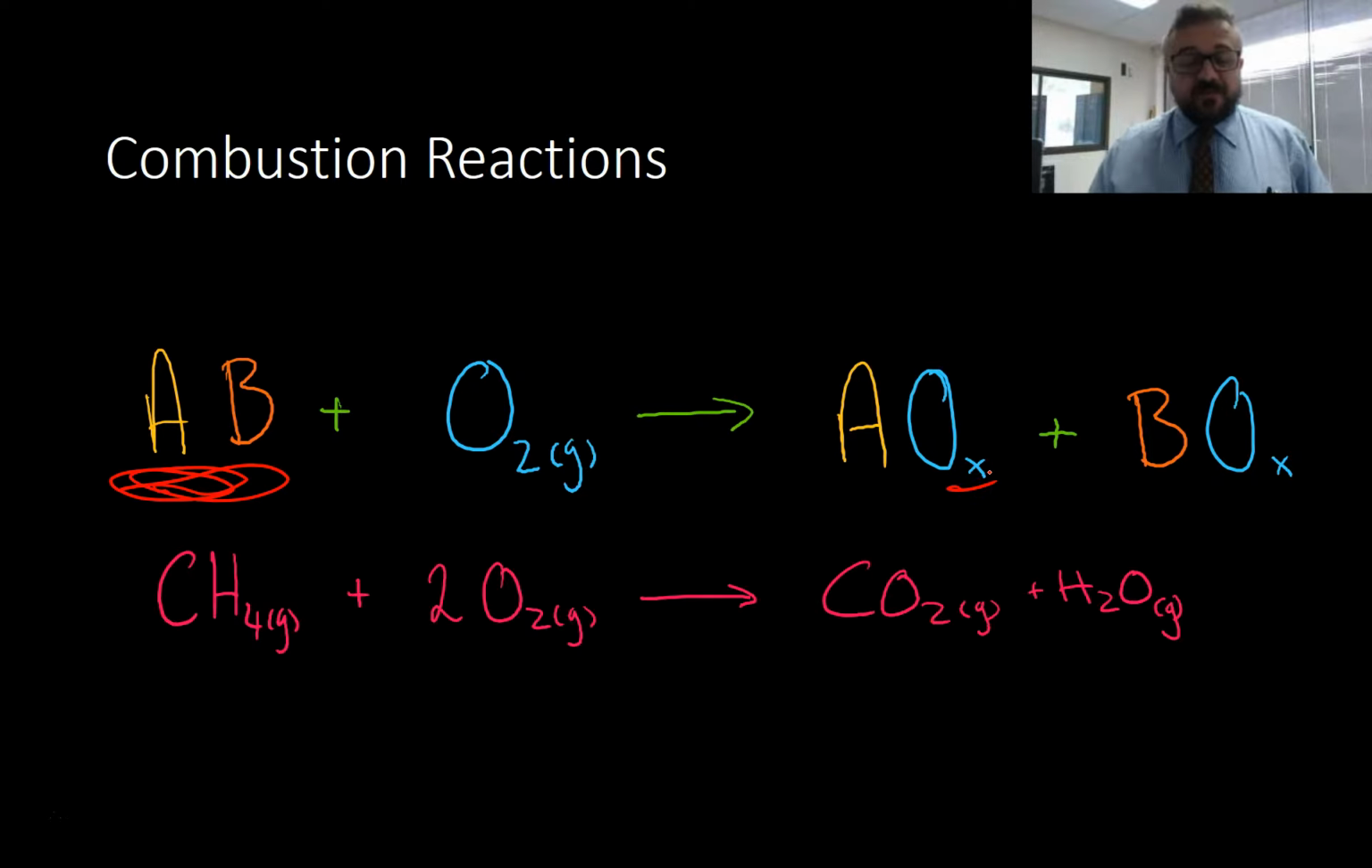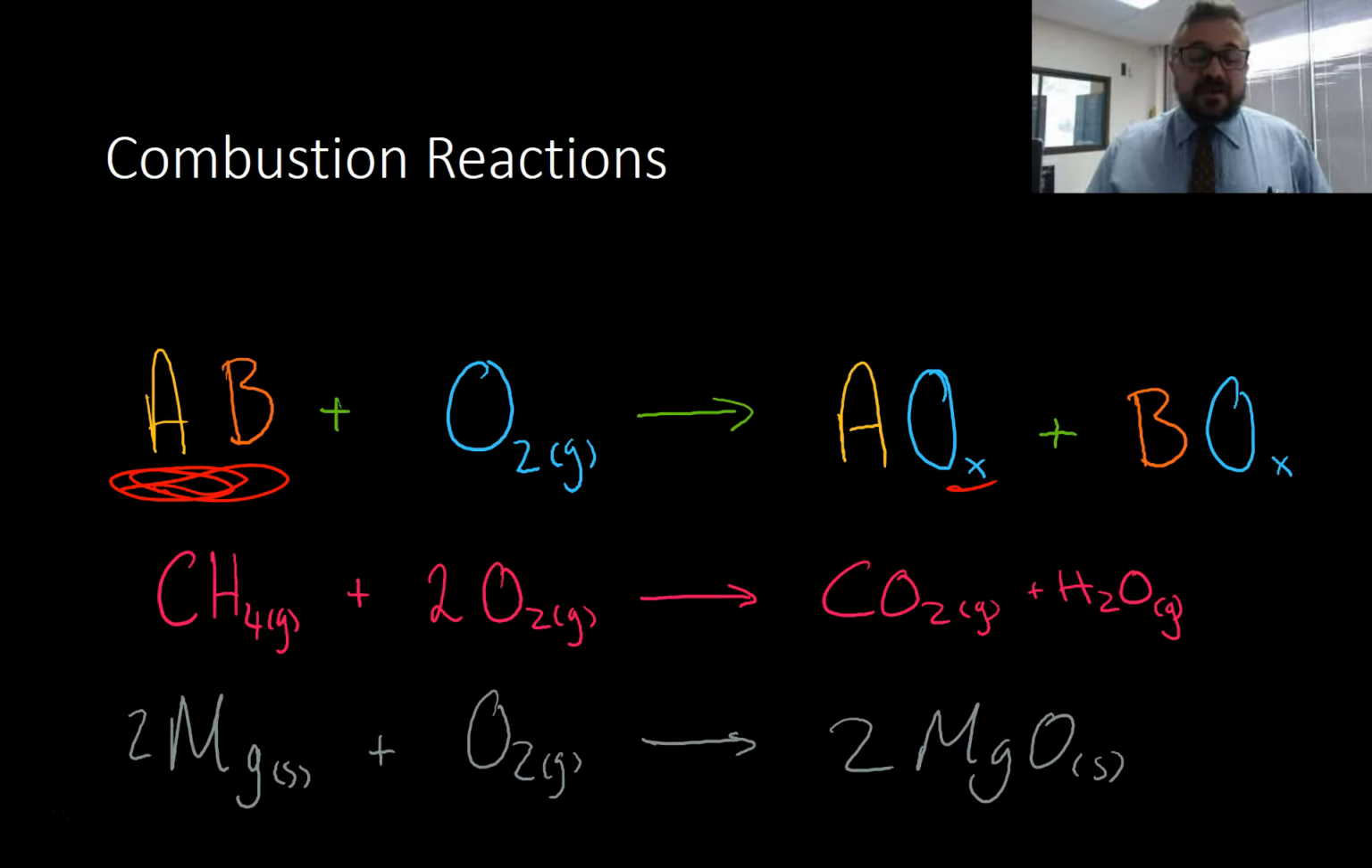Two examples here. One is methane. We see methane is made of carbon and hydrogen. On the other side we have carbon dioxide and water. That's what happens when we combine those with oxygen. Then we have magnesium. If we burn magnesium, we end up with magnesium oxide. So you can see the species on this side here are bonded with oxygen on the other side.